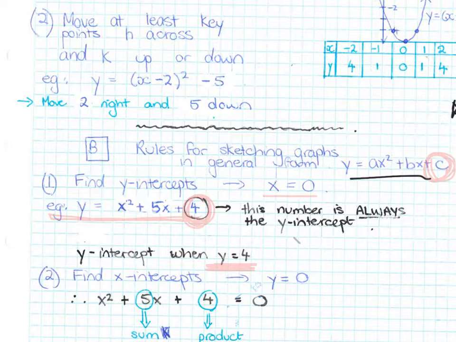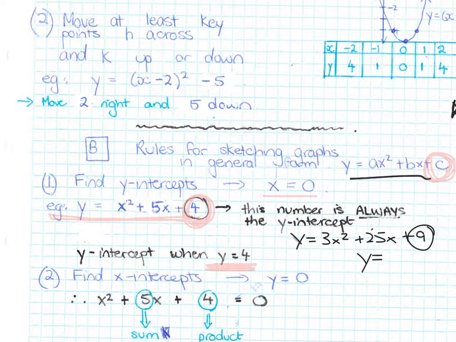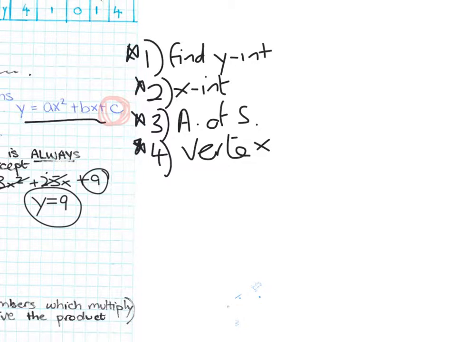If you want another example, let's do y equals 3x squared plus 25x plus 9. That's your y-intercept, y equals 9. Because what that 0 does is effectively get rid of those. So what you get left with is y equals 9. So if we're writing a list of things to remember, we're going to remember that y equals c, when we've got y equals ax squared plus bx plus c, is the y-intercept. I think you'll agree with me that that's not too bad.